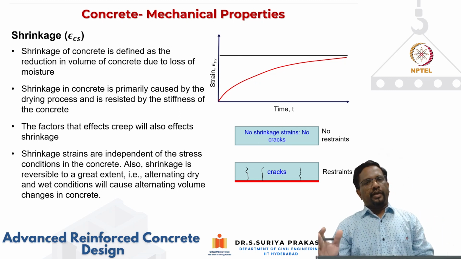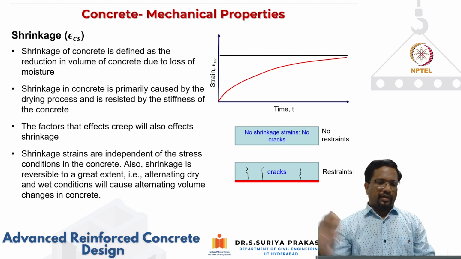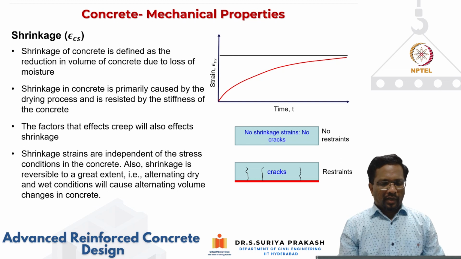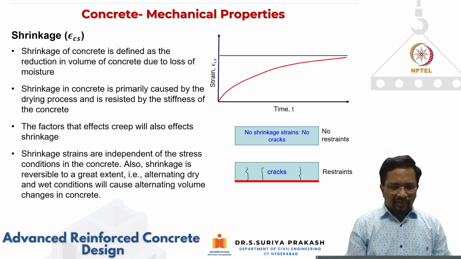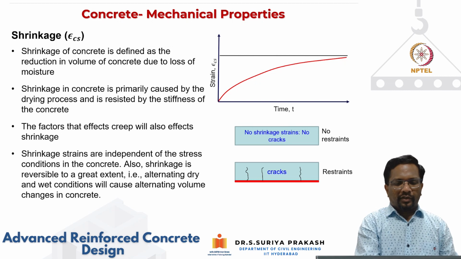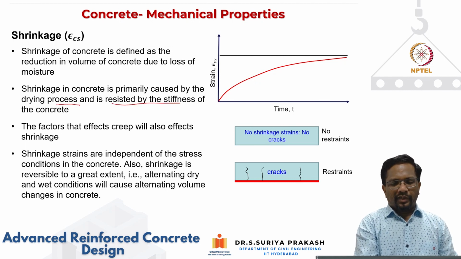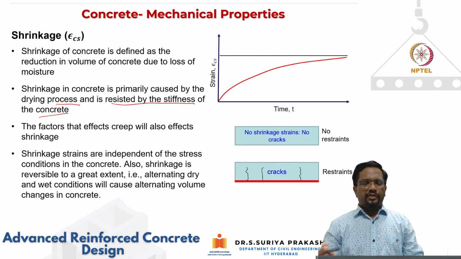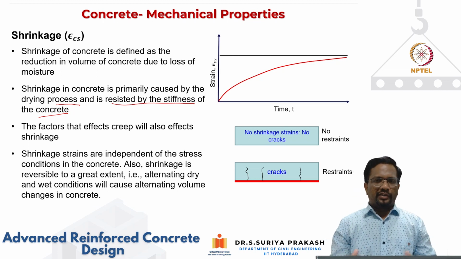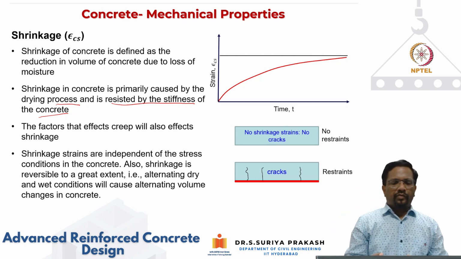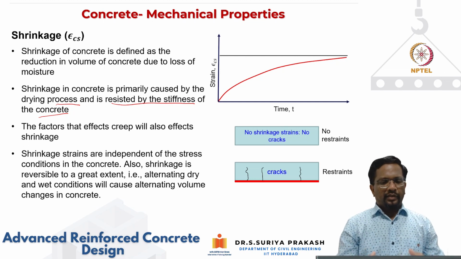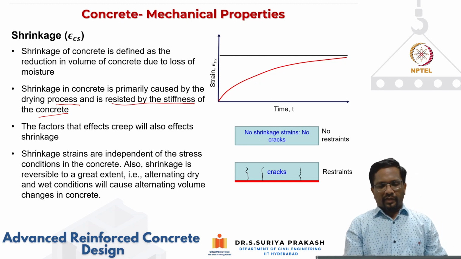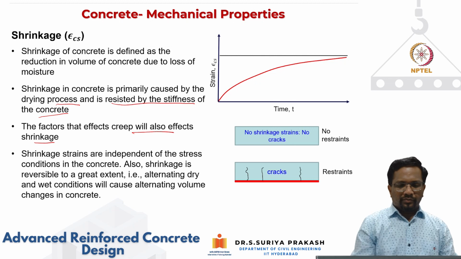In fact, if you do incremental analysis, you can consider this effect in increments as well. For now, let's look at the effect of each one of them in an independent manner. Shrinkage of concrete is primarily caused by the drying process, and it is resisted by the stiffness of the concrete. The stiffness in concrete is given by the aggregate, which is stronger and stiffer, at least for low strength concrete. So if you have a good quality, stiff aggregate, the shrinkage will be reduced. The factors that affect creep also affect shrinkage.